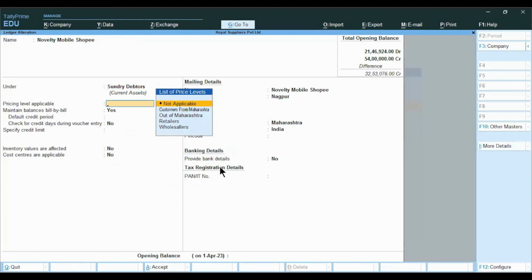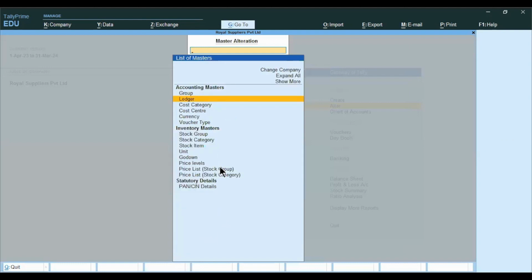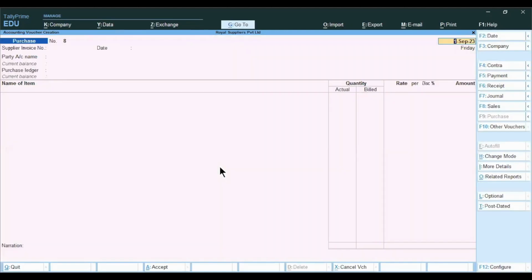Pricing level, we are not applying pricing level. Maintain bill by bill details. Yes. Now here, default credit period, we can have 30 days, 40 days, whatever. Now we can specify the credit limit. Suppose we specify the credit limit of 75,000. If the invoice amount gets crossed to 75,000, the invoice will not get entered. Enter. But rest of the things as it is. Control A. Now we will try to save the products.